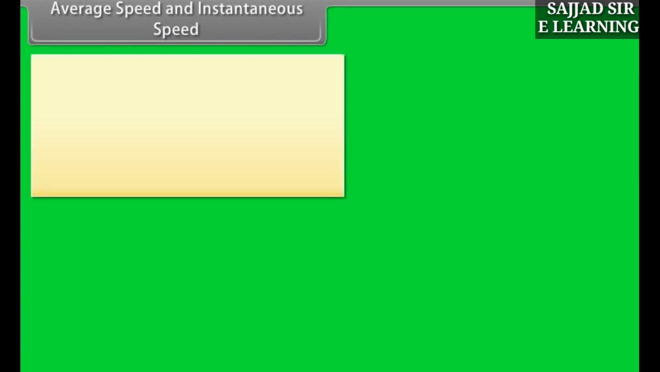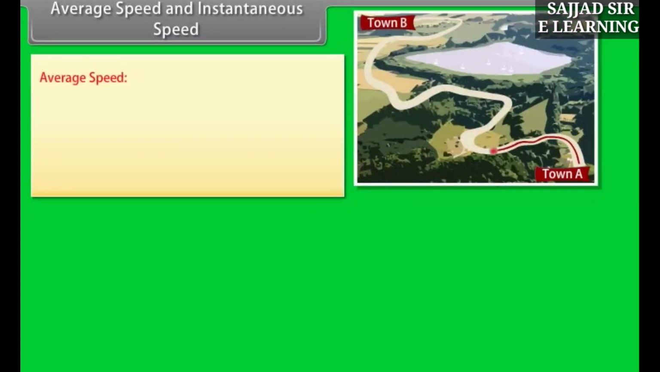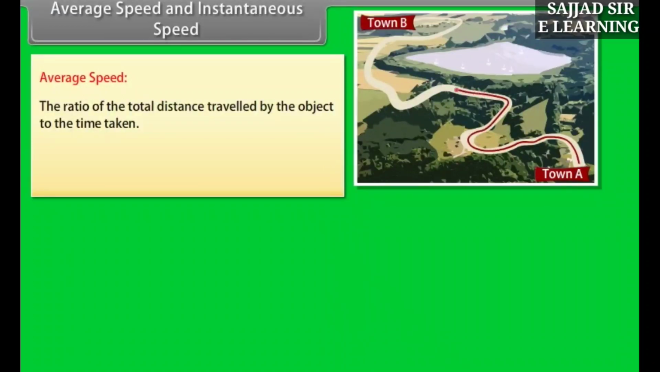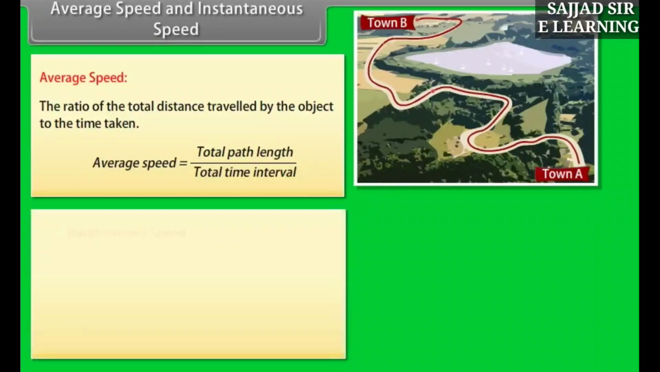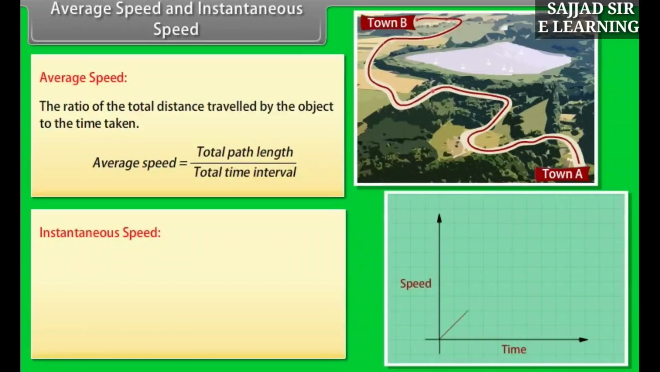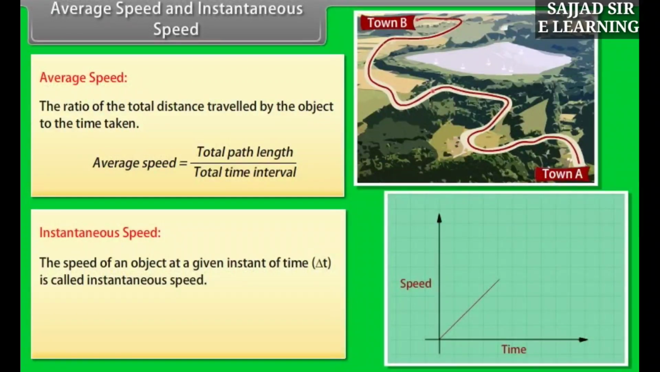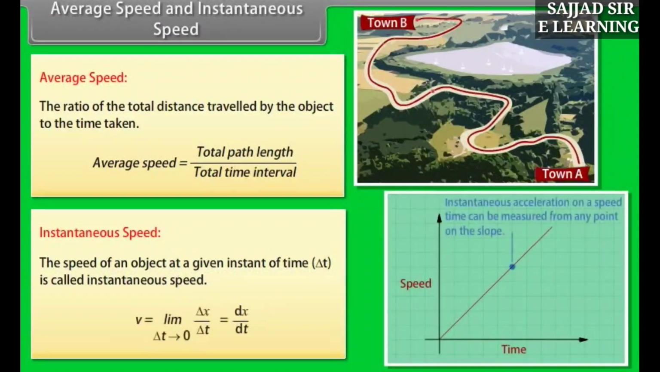Average speed and instantaneous speed. Average speed: the ratio of total distance travelled by the object to the time taken. Therefore, average speed is equal to total path length upon total time interval. Instantaneous speed: the speed of an object at a given instant of time is called instantaneous speed.